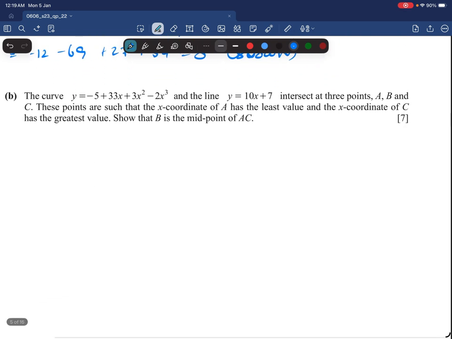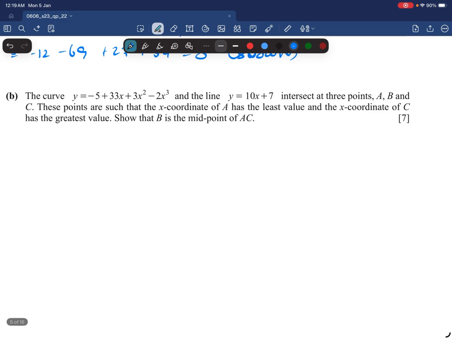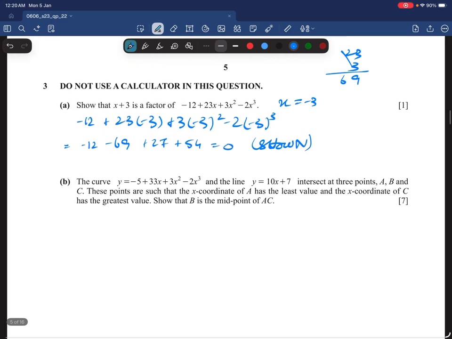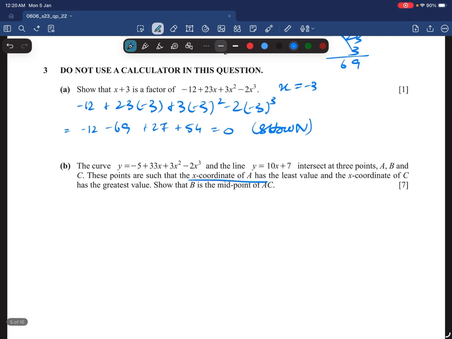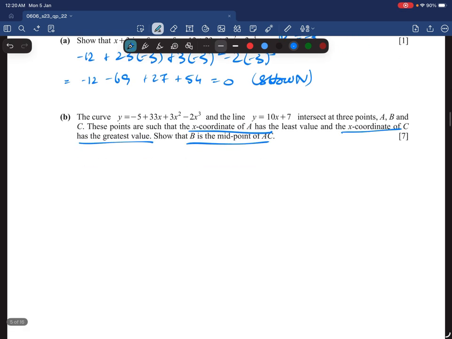Okay, moving on. This curve is such that, and the line so and so intersect at the points A, B, and C. These points are such that the x coordinate of A has the least value and the y coordinate of C has the greatest value. Let me underline that. Show that B is the midpoint of AC. Alright. Equating the two, 10x plus 7 is equal to minus 5 plus 33x plus 3x squared minus 2x cubed.